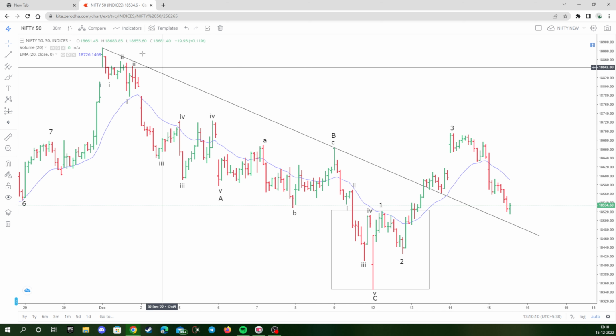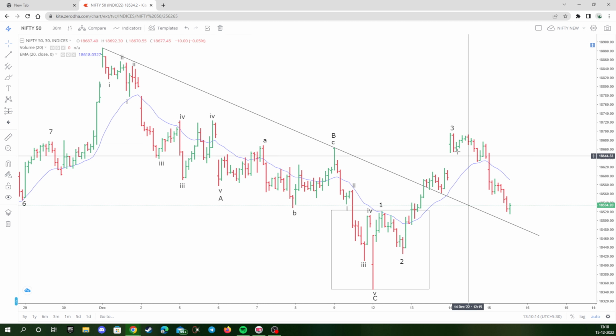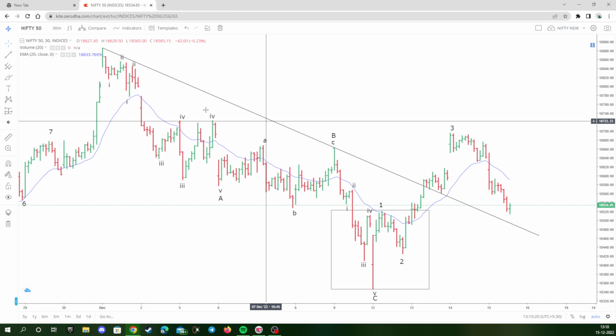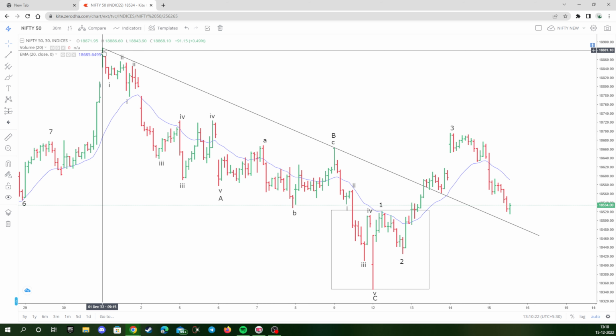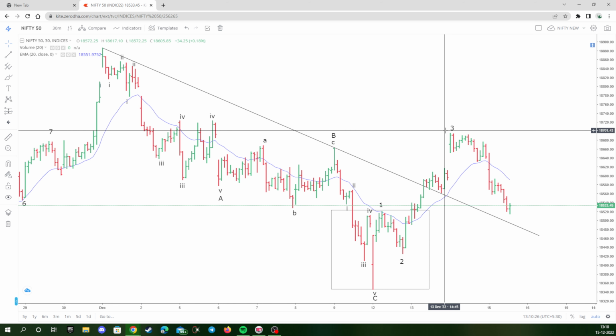So, if I look at this whole move right from the top of 18,886 to the low which we made on 12th of December, the low of 18,347, in no way I could mark this move as a five-wave decline. So whenever we don't see a five-wave decline, we most commonly get open to other alternatives that are being presented to us by the market.